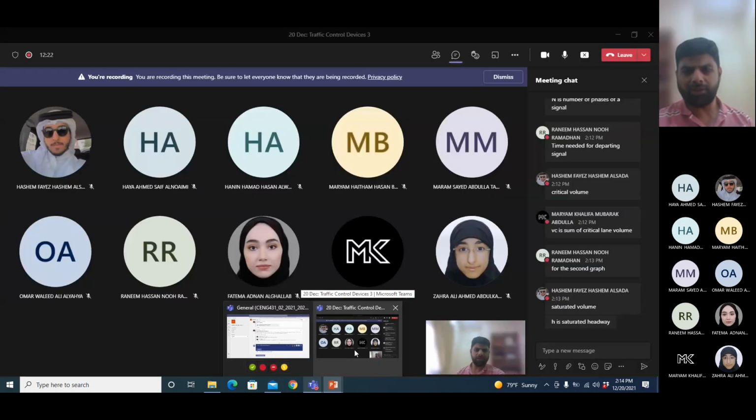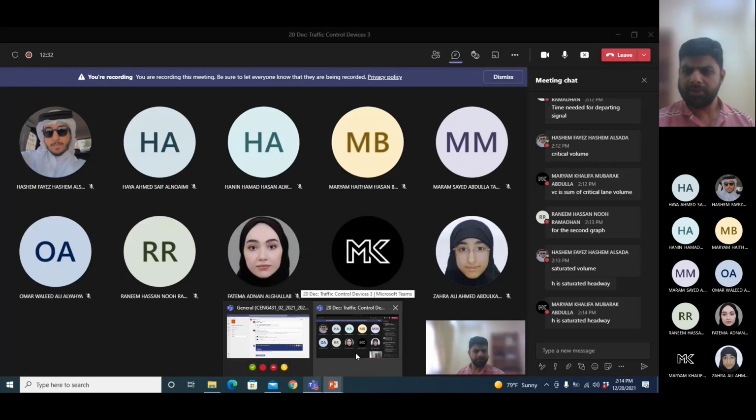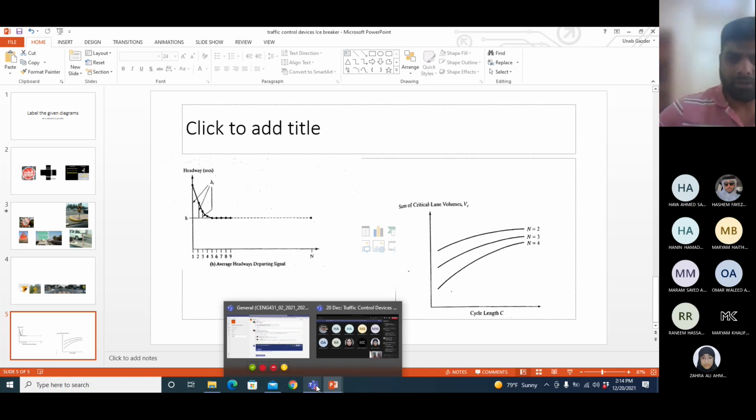H is saturation headway. Okay. So what is this graph showing then? Yeah, H is saturation headway, and what is this graph showing? Why is this high and then goes low? Okay. I think I explained the term delta as well. This delta.